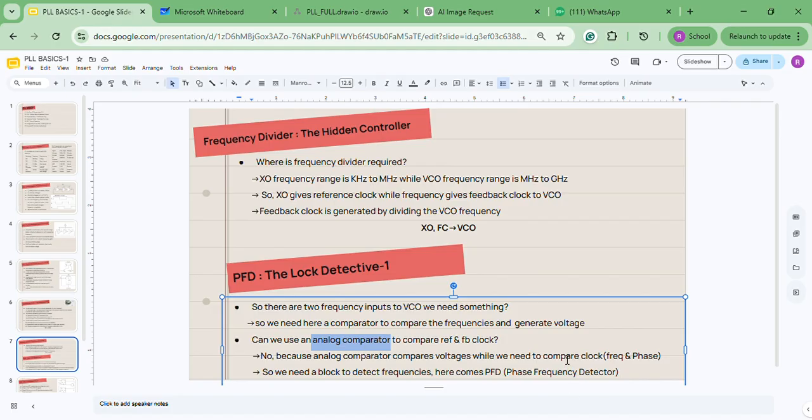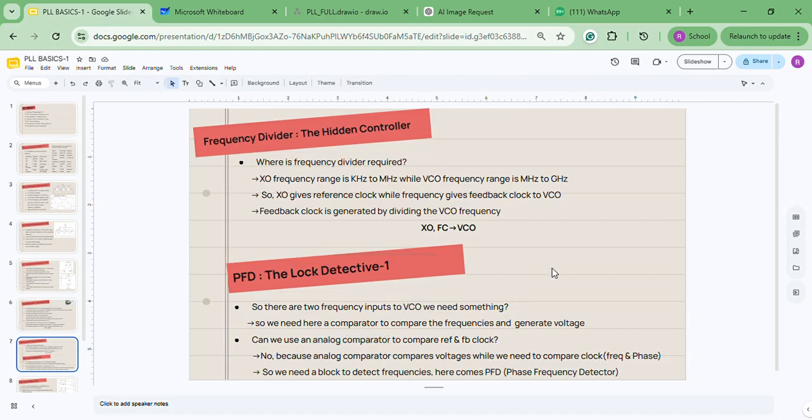The answer is we cannot use an analog comparator because an analog comparator only compares voltages, but here we need to compare frequencies. Okay, so in the next slide we will look at the basic role of the PFD because it is one of the most important blocks.